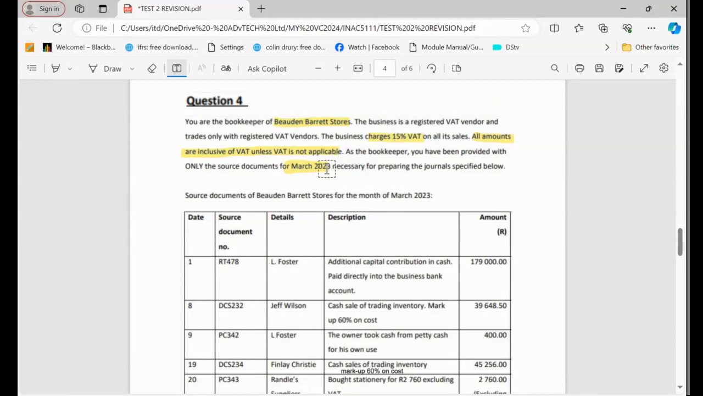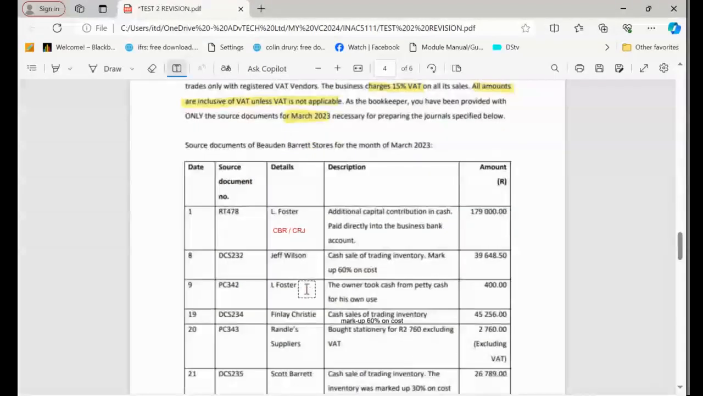Firstly, we've got the source document RT478. Usually they give you the full name for the source document, so that you can identify it. But here RT, in most cases they use it for receipts, but let's check further. They say capital contribution in the form of cash. It means we are receiving cash, so we are going to record in the CBR. Remember, CBR is the same as CRJ, because some of you know it as CRJ. Just know that they mean one and the same thing. So the first one is going to go to the CRJ.